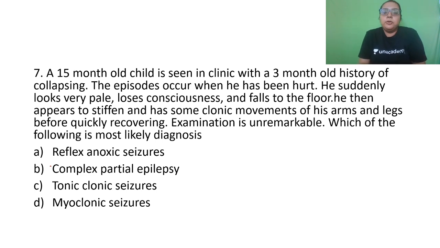A 15-month-old child is seen in clinic with a 3-month history of collapsing. The episodes occur when he has been hurt. He suddenly looks very pale, loses consciousness and falls to the floor. He then appears to stiffen and has some clonic movements of the arms and legs before quickly recovering. Examination is unremarkable. Which of the following is the most likely diagnosis?